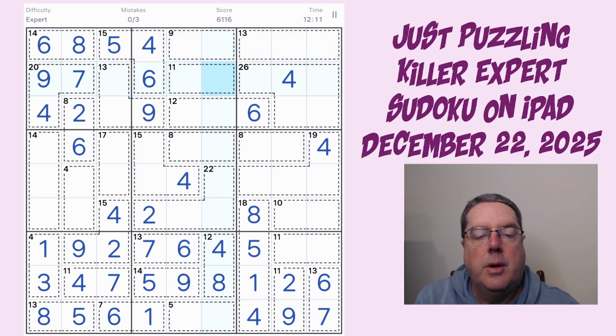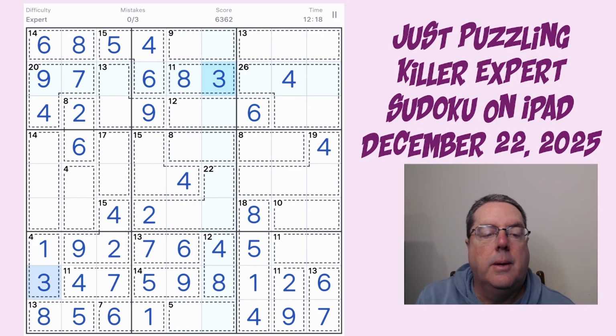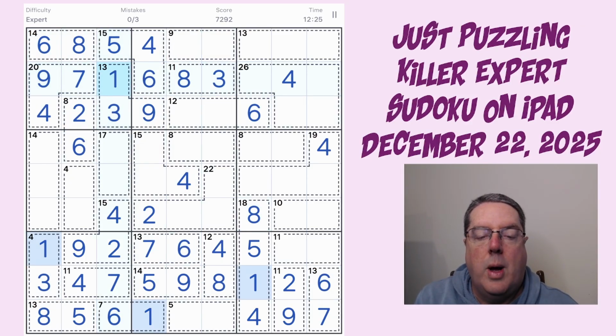4, 7. So this is 3 and 8. 8 can't be there. So that's an 8 there, leaving this to be a 3. Okay, 3 can't be there. So that's a 3, leaving this to be a 1. This is 1 and 5. Can't do anything about that. And that's still 2 and 7.